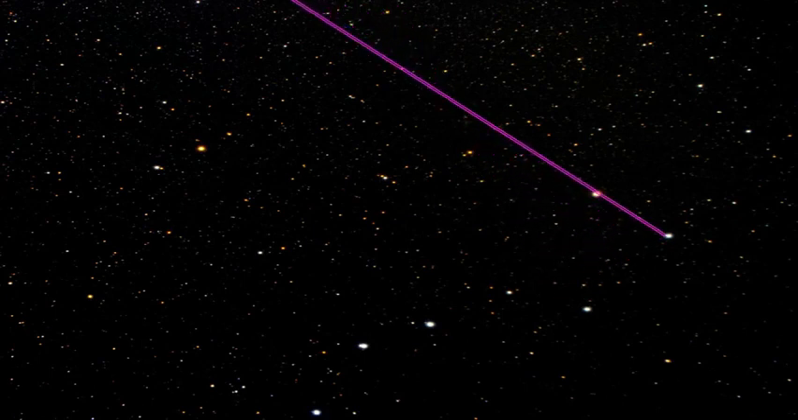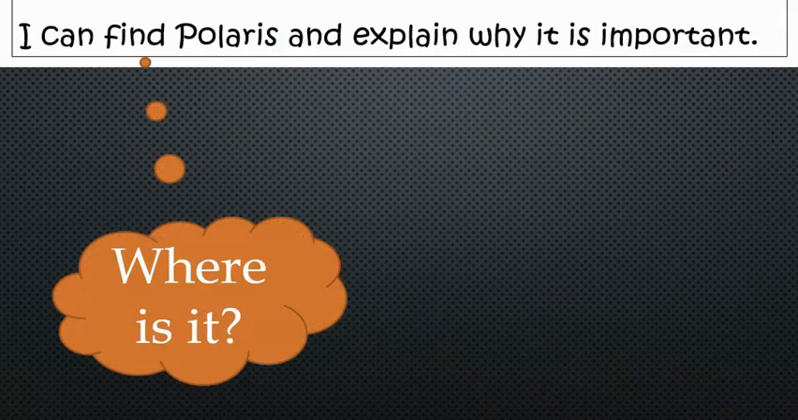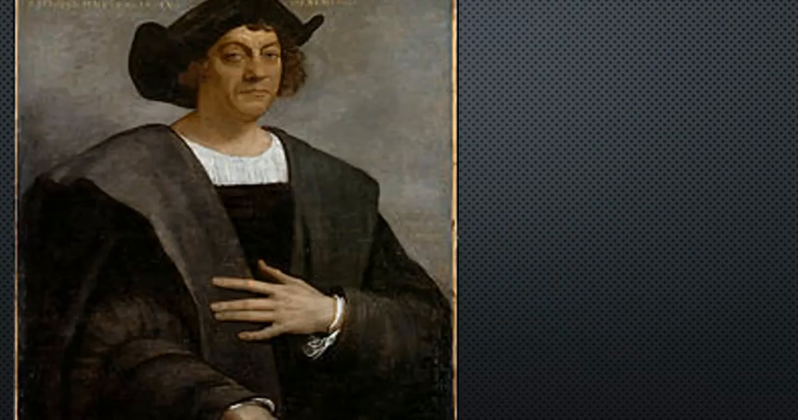Right there. Notice the pointer stars point to Polaris. All right, great. That's the answer of can you find Polaris. Let's now move on to the who cares Polaris. So we know where it is, but who cares about where it is? This guy cares about where it is.